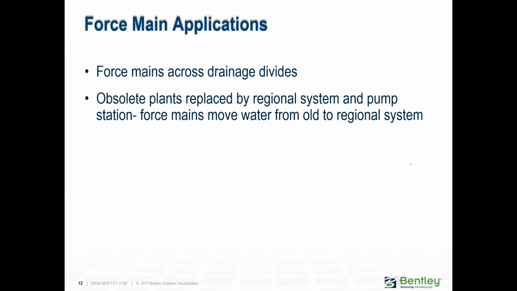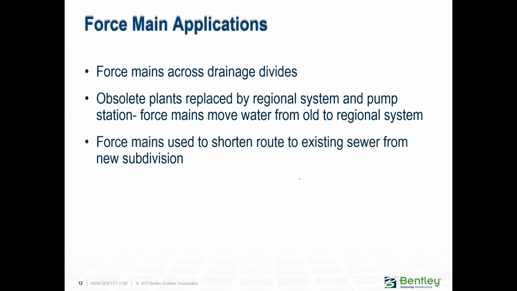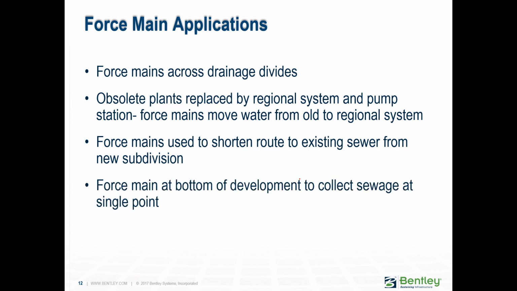Okay, so we have force mains in our systems, and they show up in a number of different situations in wastewater systems. Why would you need one? Well, maybe if there's a drainage divide and gravity is not going to help you and you're not going to drill tunnels through mountains, then you use a force main. If you're replacing a plant that got too old and obsolete, and now you need to take that water and pump it to the new plant. If there is a new subdivision that you created, but it can't be connected gravity-wise to the existing system, then you might need to use a force main.